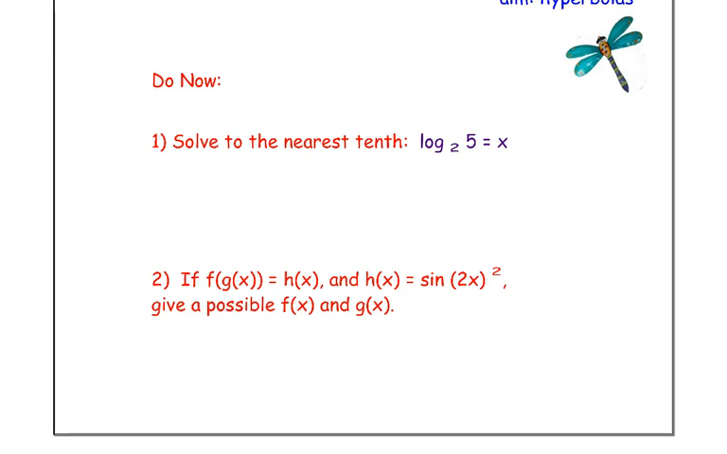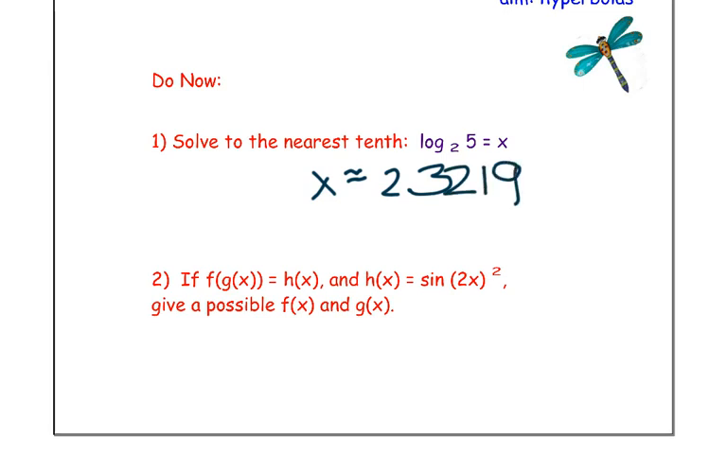Okay, so for the first one, we have log base 2 of 5 equals x. You could just use the log base key in your calculator. And remember, you would hit the math button and scroll down to A. It should set up the boxes for you, and log base 2 of 5 is approximately 2.3219.